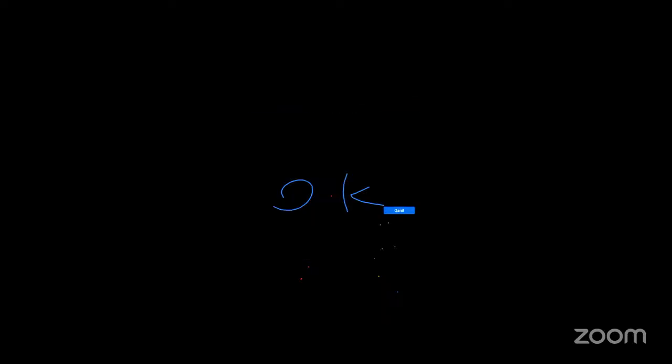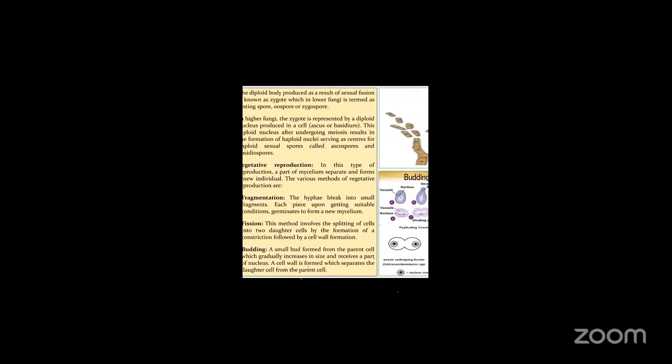So right here are the different reproductions. Please stop annotating. Don't annotate.